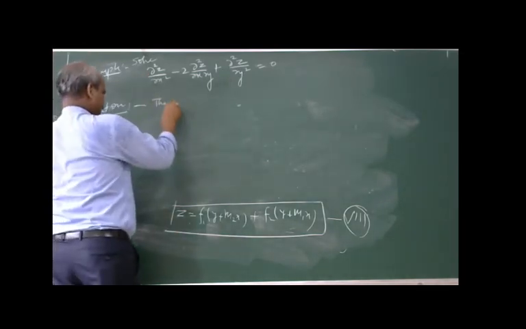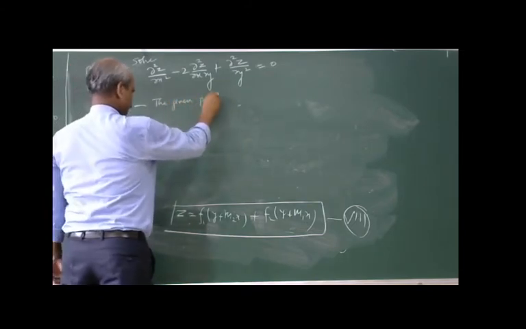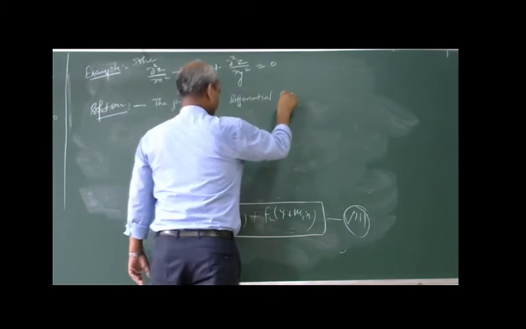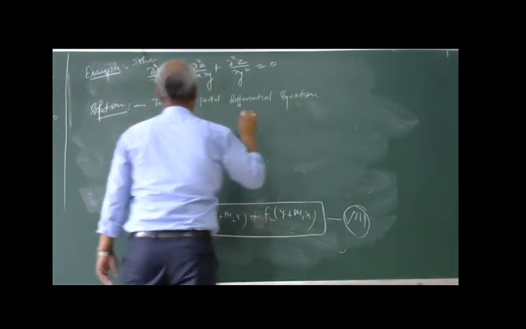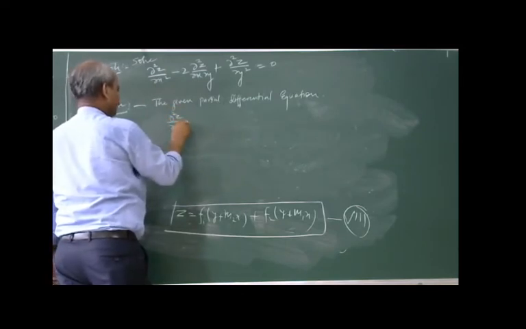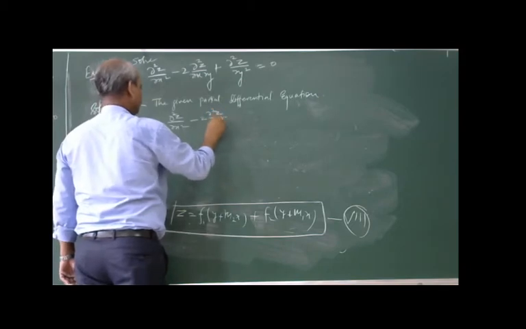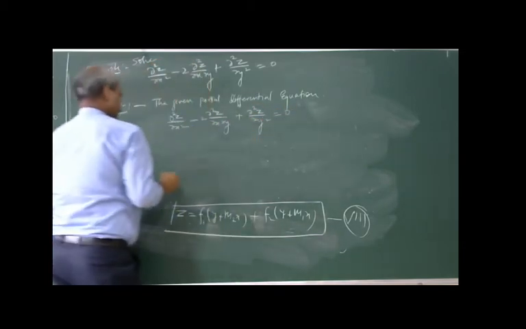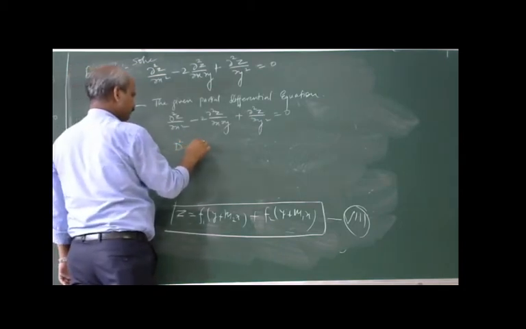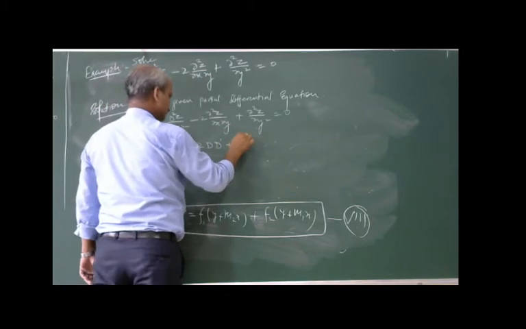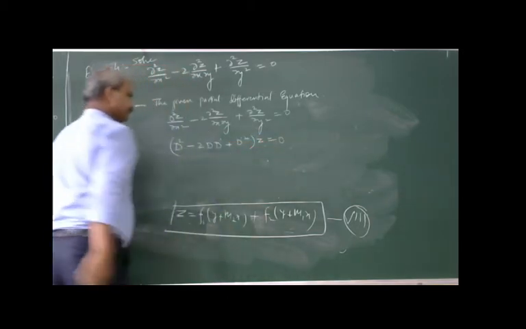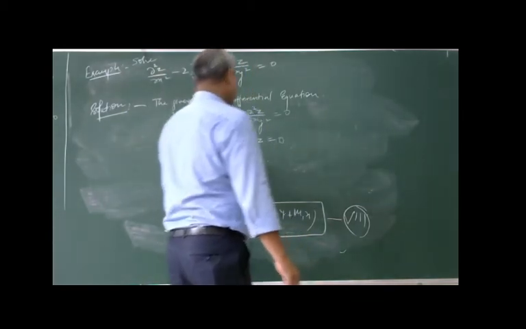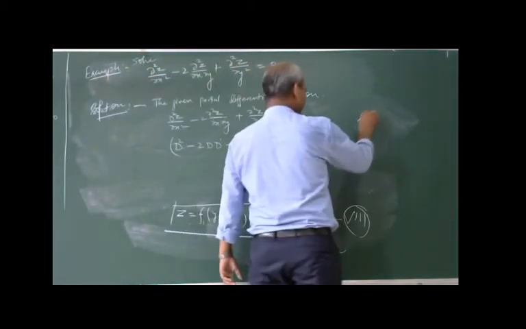The given partial differential equation, del 2 z upon del x square minus 2 plus ... can be written in another form: D square minus 2DD dash plus D dash square z equal to 0. It can be written like this.